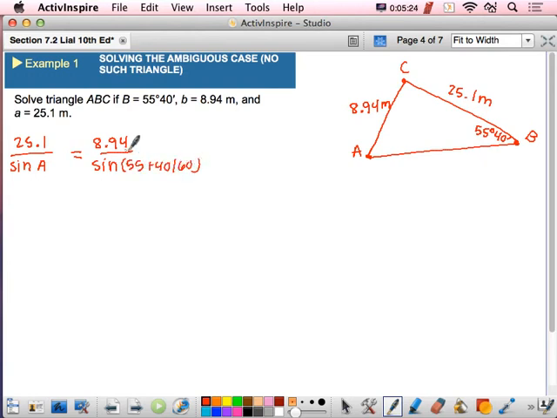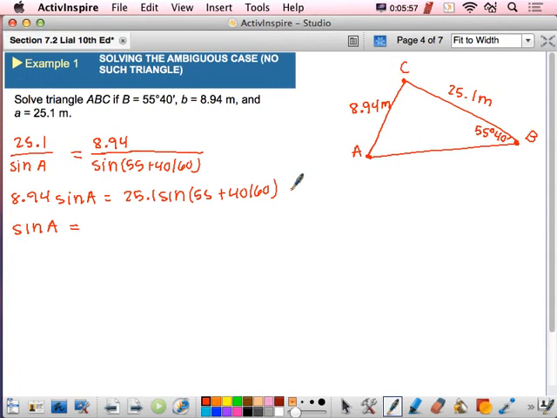Law of sines. According to the law of sines, that has to be true. Okay? So let's just start working that out. We cross multiply. We have 8.94 times the sine of A equal to 25.1 times the sine of 55 degrees 40 minutes, and that would mean that the sine of A must equal 25.1 times the sine of 55 degrees 40 minutes divided by 8.94 meters.